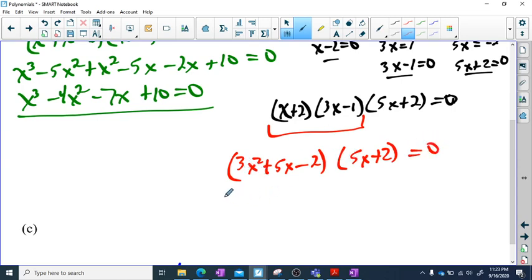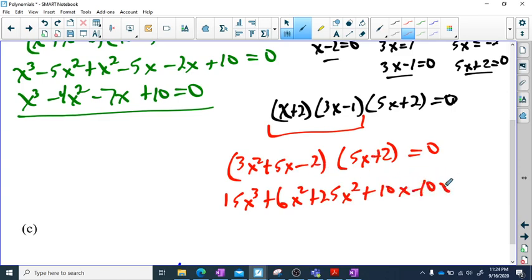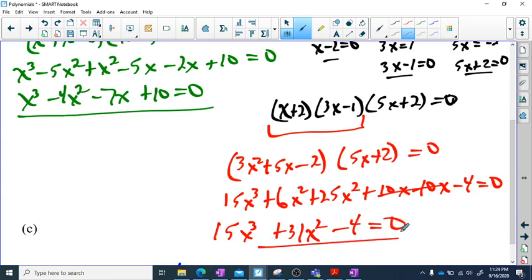3x squared times 5x is 15x to the 3rd. 3x squared times 2 is plus 6x squared. Now 5x times both of these is 25x squared and a plus 10x. -2 times both of these is a -10x and a -4. Collect like terms. 15x to the 3rd plus 31x squared. These eliminate, so they're gone. Take away 4 equals 0. There's the polynomial that would give me those 3 solutions.